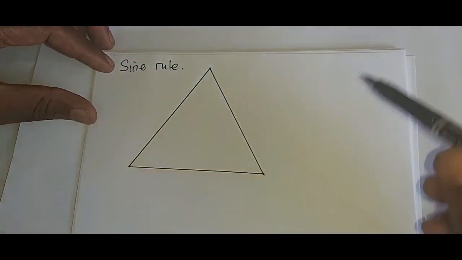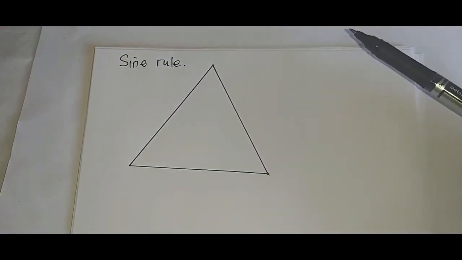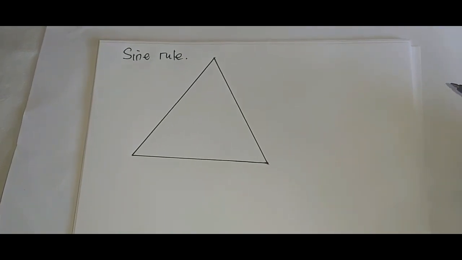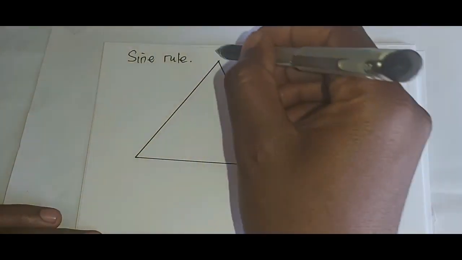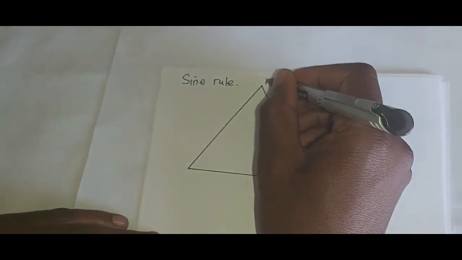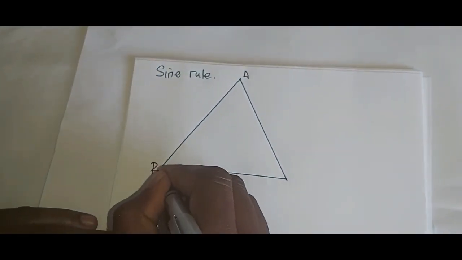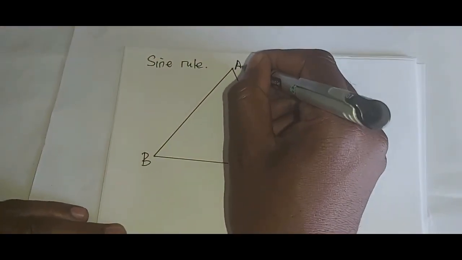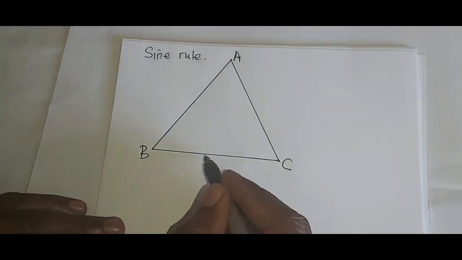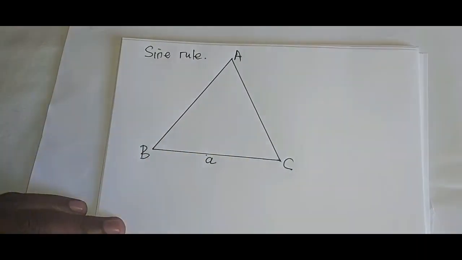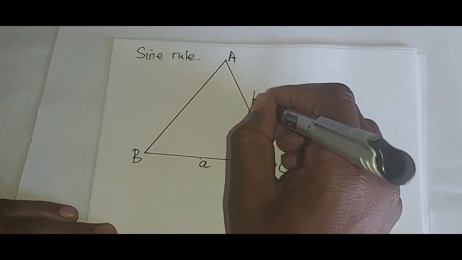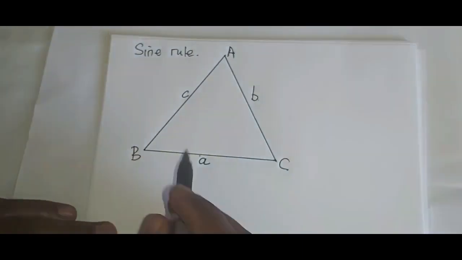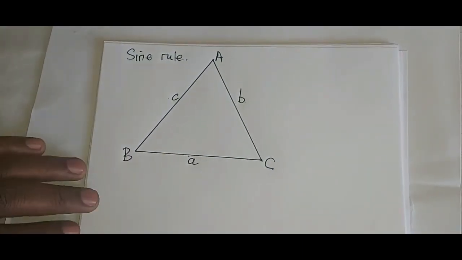Right, now we are dealing with the sine rule, which works when we have a non-right angle triangle. With the sine rule, if we have this angle as A, that one as B, and this one as C, that's angle A there. Therefore, this side will be side a, small letter, then b, because it's opposite angle B, then this one is small c because it's opposite angle C.